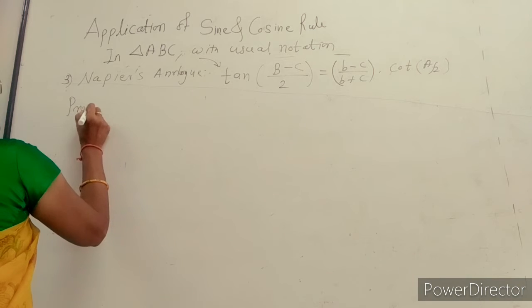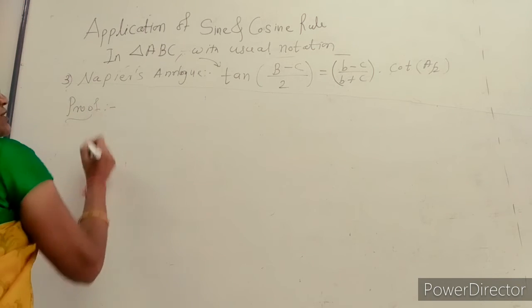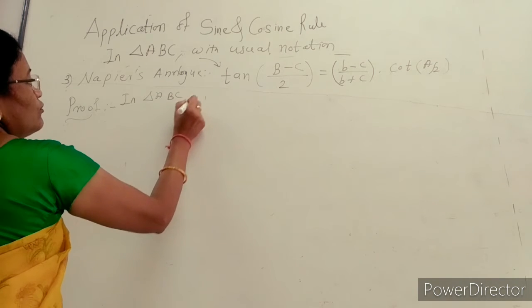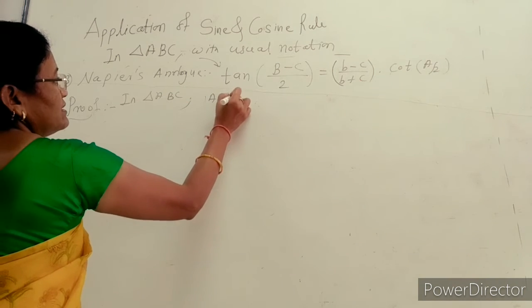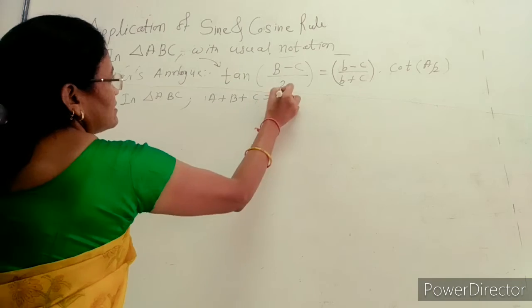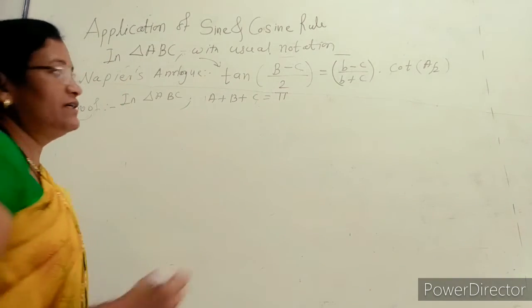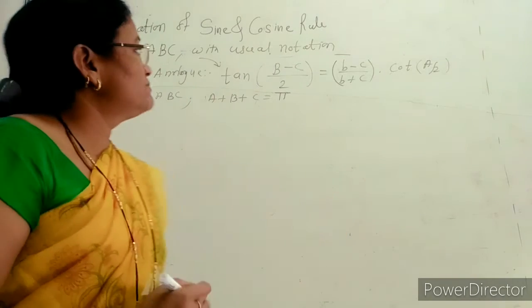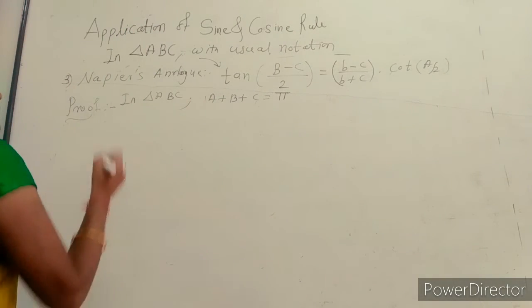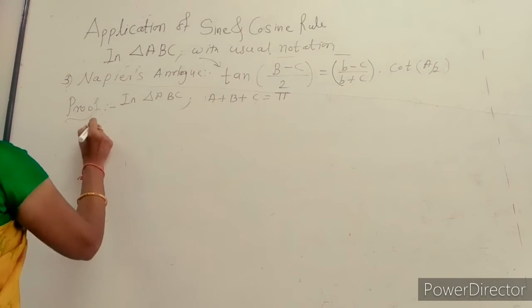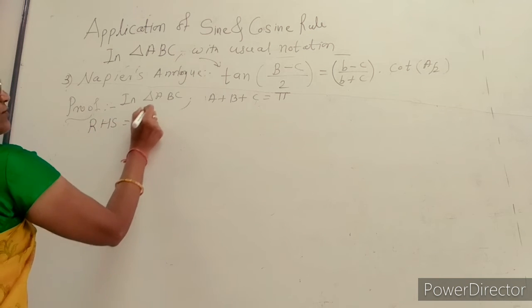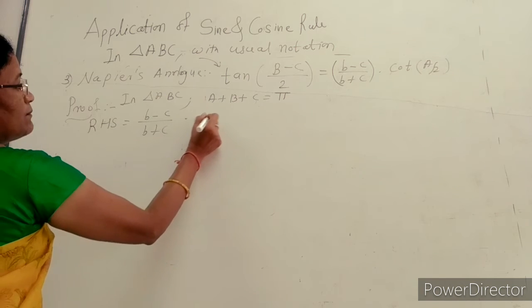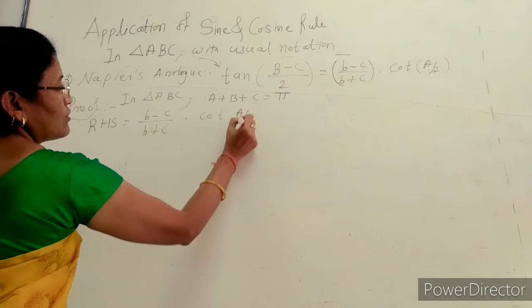So how do you prove this? For this we take the condition of triangle ABC. First we write, in triangle ABC, the most important condition for the triangle: the sum of the angles is equal to 180 degrees, that is, in radian measure, pi. A + B + C is equal to pi. Now for this proof we start from the right side. The right side gives (b - c)/(b + c) multiplied by cot(A/2).